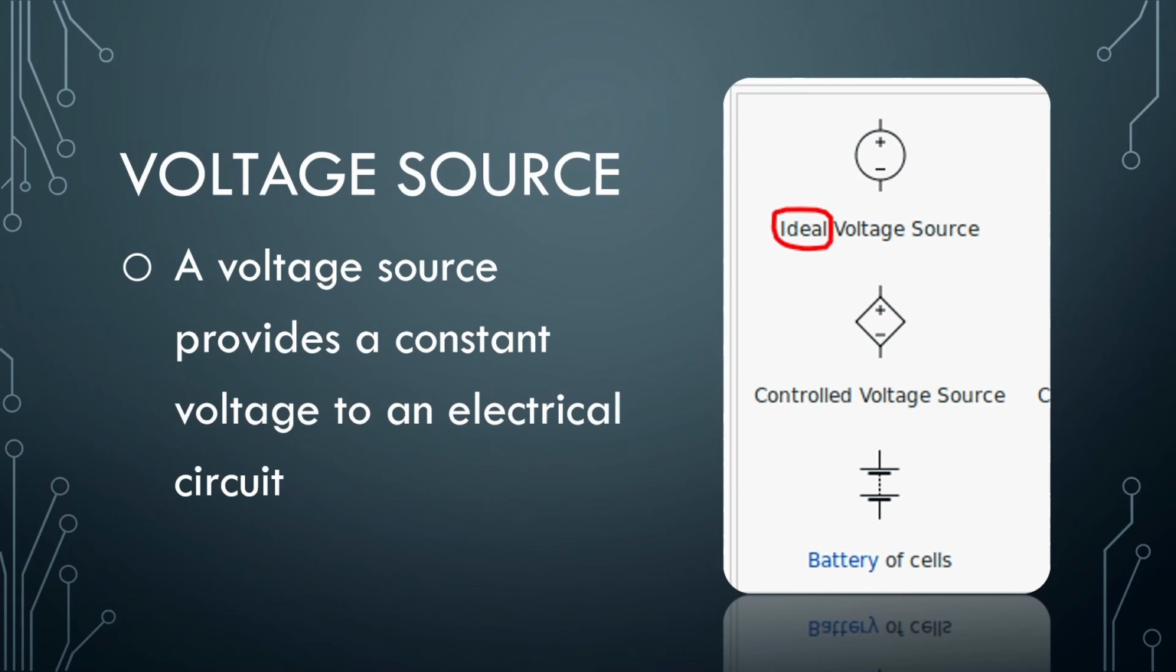Types of voltage sources. An ideal voltage source provides a constant voltage regardless of the current drawn. It is a theoretical concept not found in reality. A real voltage source provides a voltage but may vary under different conditions. Examples are batteries and power supplies.